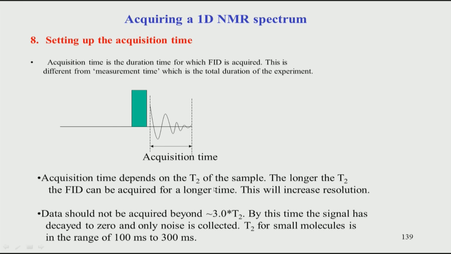Again remember, you will not know T1 and T2 exactly for your sample. It may be a new compound every time you record. So, you should get a rough idea. Based on the size of the molecule, typically the T2 values can be predicted. So, how long should the time taken be? This is typically about 3 times the T2, because after 3 times the T2 the signal has gone almost completely to 0.